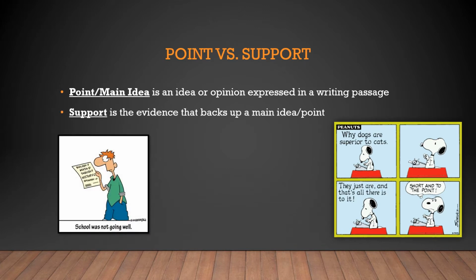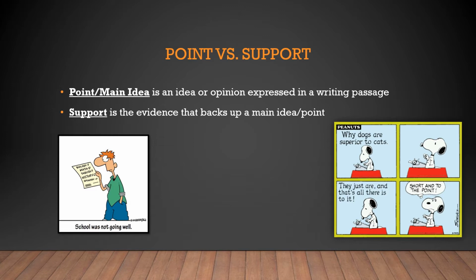Now, when we're talking about support, support is whatever evidence is used to back up the point or the main idea. It's any kind of detailed information that you can give to show that whatever the main idea is really is what it is. The cartoon that we have here is a little bit more abstract. The main idea of this one is the little caption at the bottom. It says, "School was not going well." We have this little guy here holding his report card. If you look closely enough, it says he's got an F in biology, a D in math, an F in English, and a C in history. So he's not doing very well.